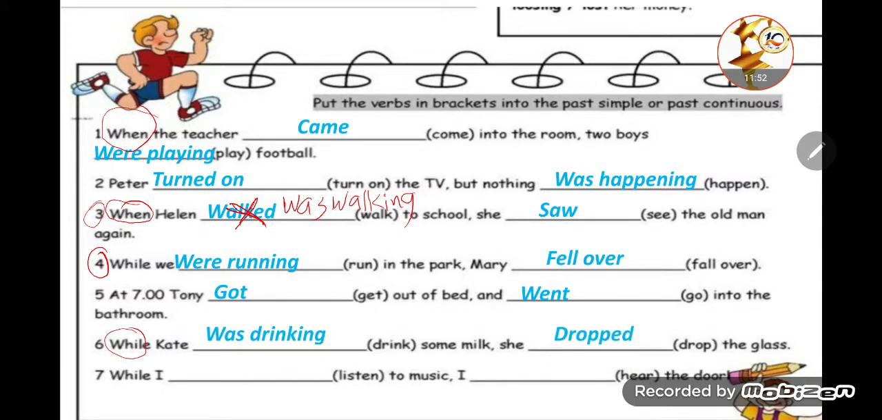Number 7, while I was listening to music, I heard the door. While I was listening to music, I heard the sound of the door. So here, was listening is correct and heard is correct.